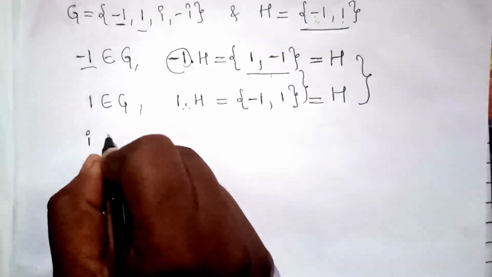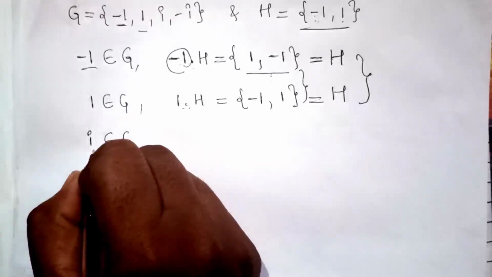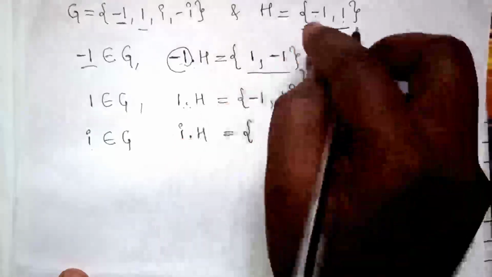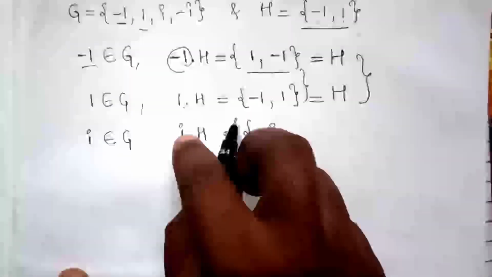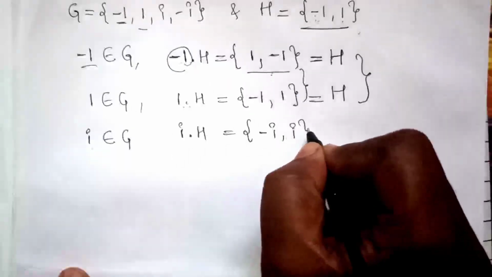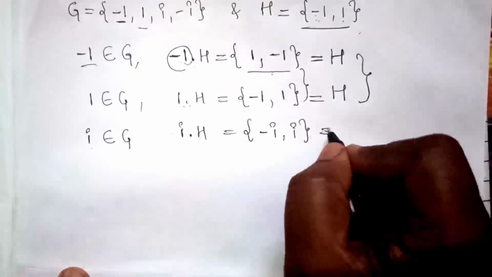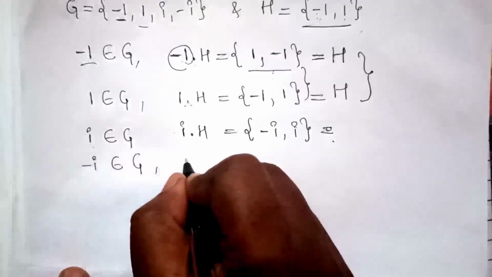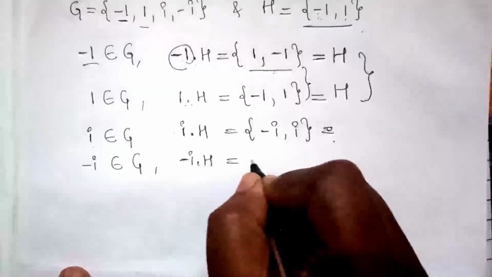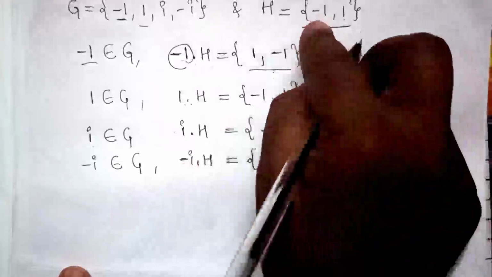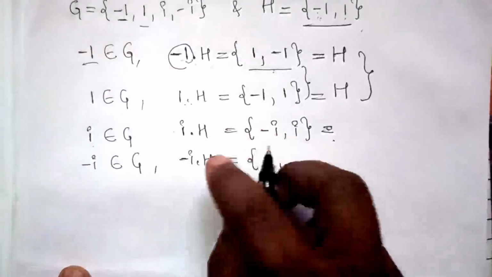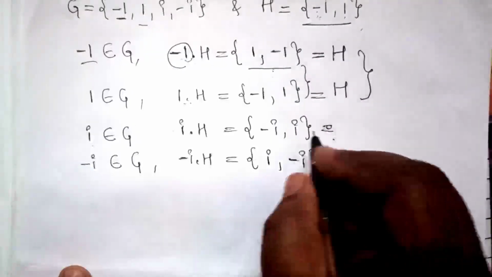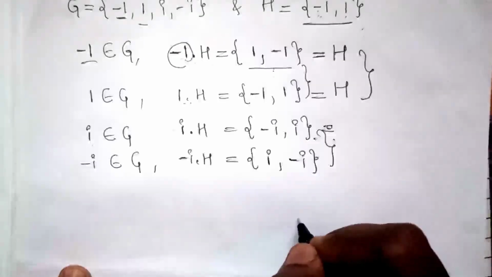Next consider another element, I belongs to G. So I dot H equals to, I dot -1 equals to -I, I dot 1 equals to I. Okay, so this is another coset. Next, -I belongs to G, then we can form -I dot H as -I into -1 equals to +I, comma -I into +1 equals to, we get -I. Now we can observe that these two cosets are the same.